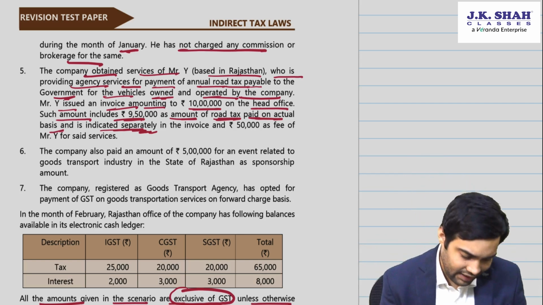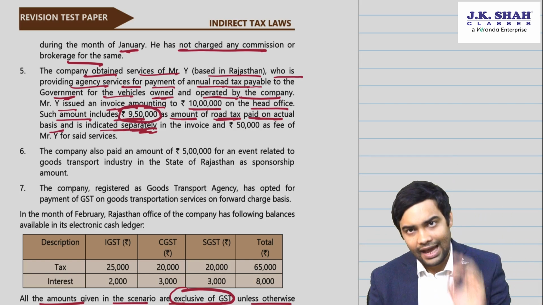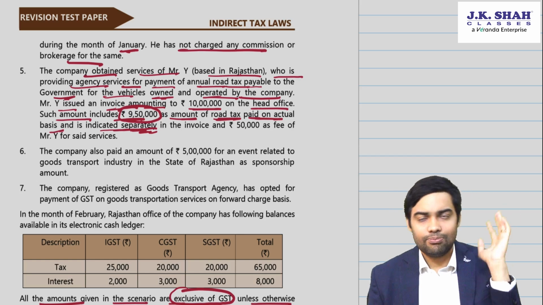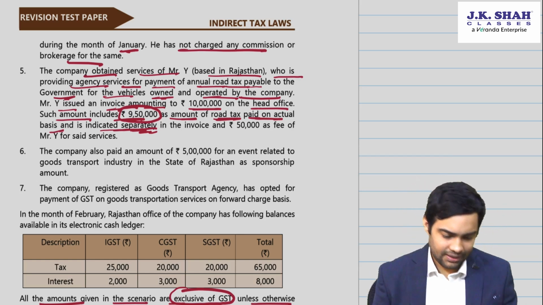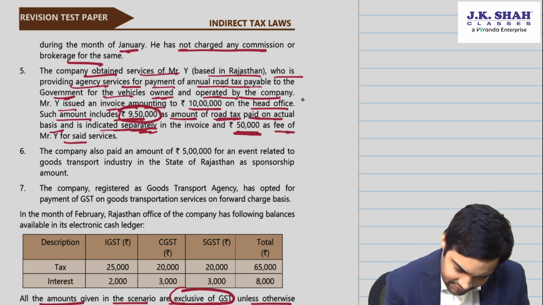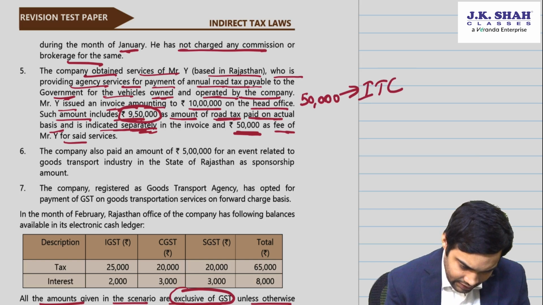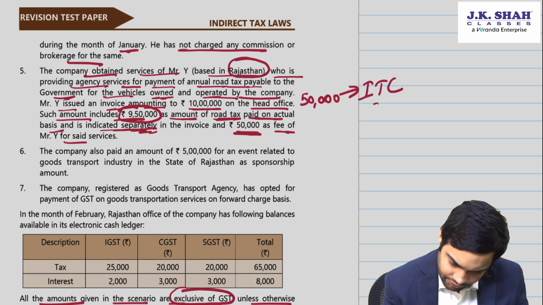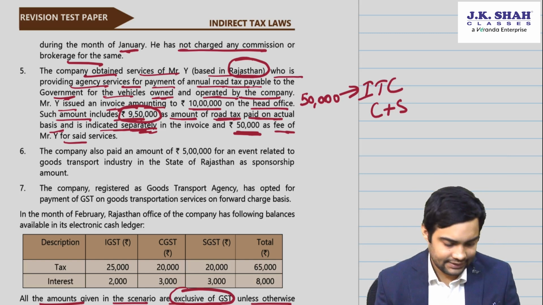GST will not apply on 9 lakh 50,000. It is shown separately, indicated separately. Actuals charged, the person who was liable to pay this was the cargo company, and 50,000 as fees. So GST will apply only on 50,000. So 50,000 will come in our ITC calculation. And where is this? Rajasthan. So in the 50,000 ITC calculation, we will have C plus S.